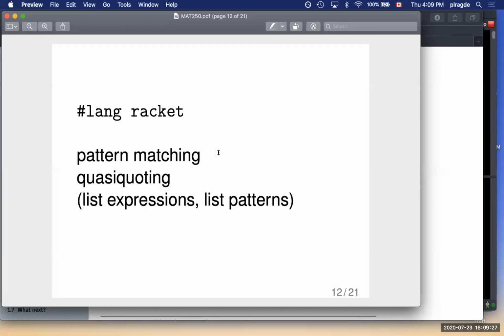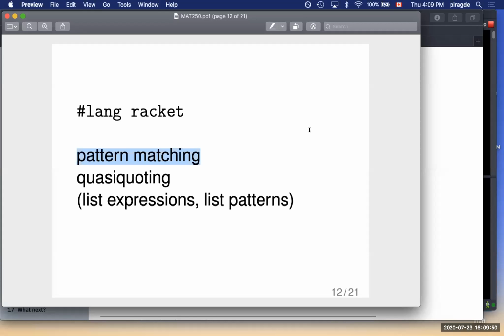There are a few things that are really useful. Pattern matching is something you saw on the first day because Taras used it in defining plus, right? He said plus x and then s applied to y, and s applied to y on the left-hand side of the equal was a pattern. And he talked about that.